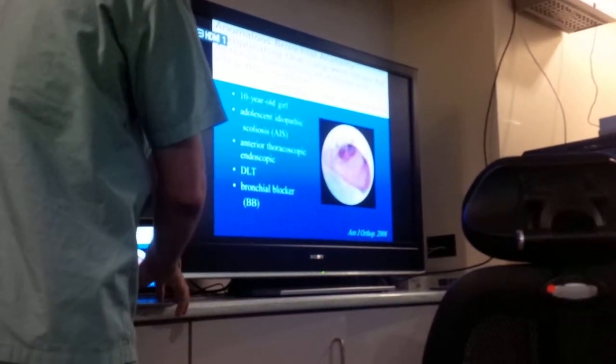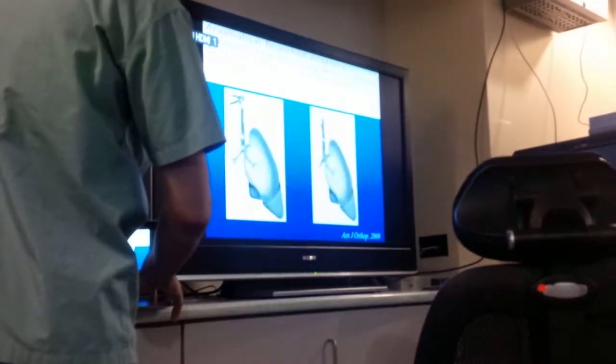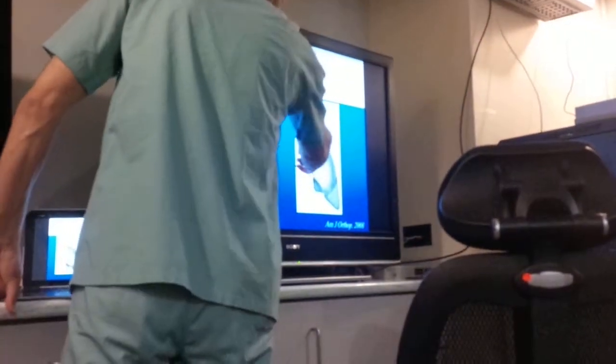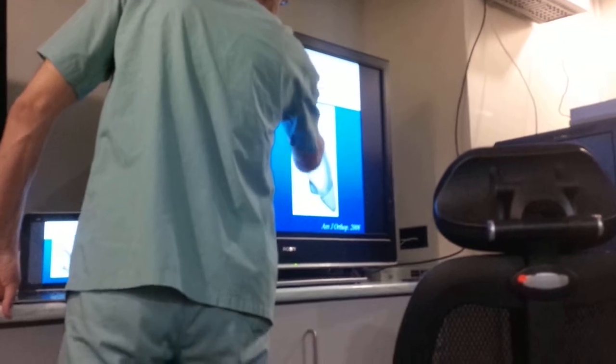This is a case of scoliosis where it has the left upper lobe emerging separately from the trachea.